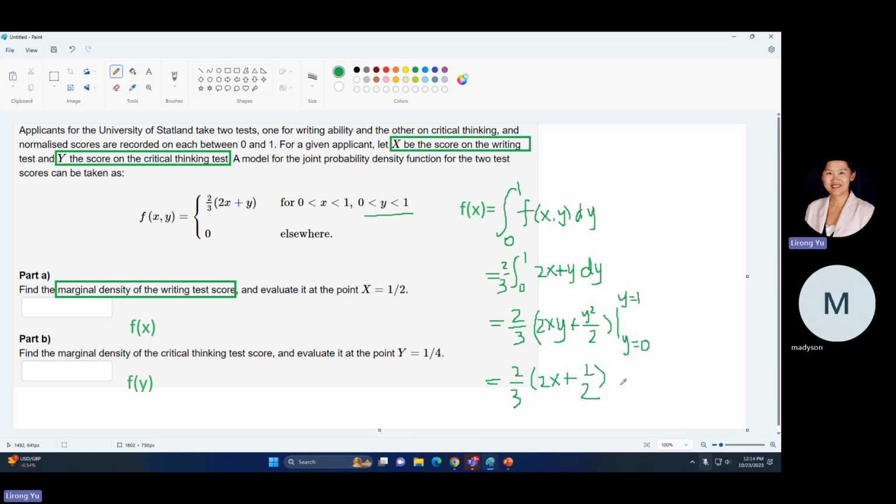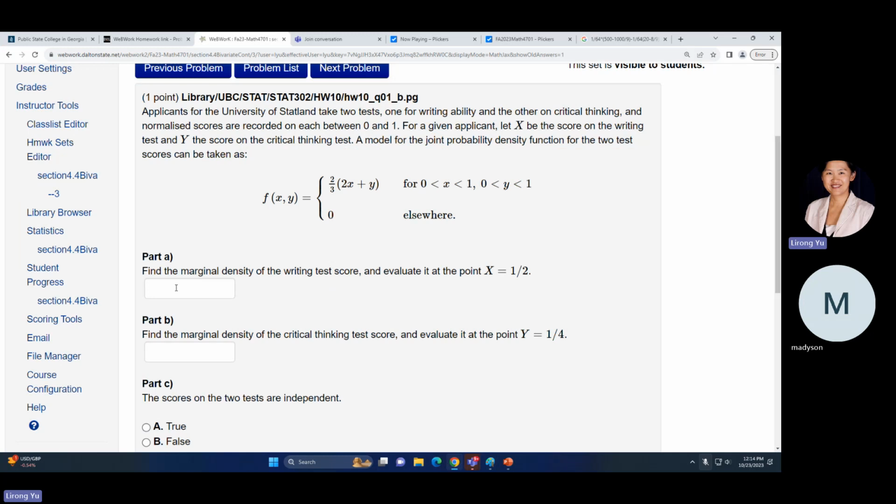The first question wants us to plug in x equal to 1/2. So if x is 1/2, 2 times 1/2 equals 1. 1 plus 1/2 is 3/2. This is equal to 2/3 times (1 plus 1/2), right? So that's really 2/3 times 3/2, which equals 1. So the answer to the first question is actually 1.